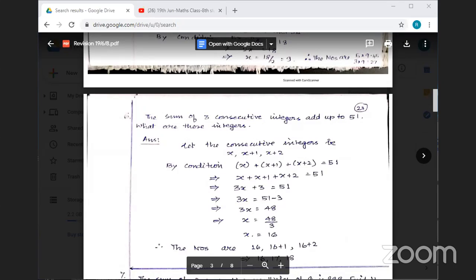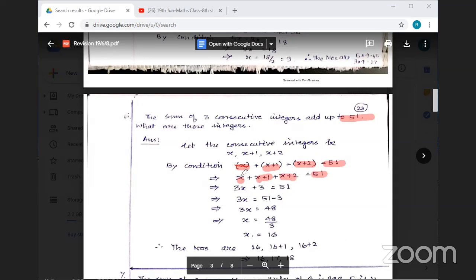Let the consecutive numbers be: one is x, another is x plus 1, the third is x plus 2. The sum is 51. Therefore, what is the equation? x plus x plus 1 plus x plus 2 is equal to 51.